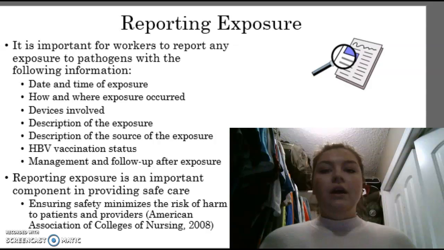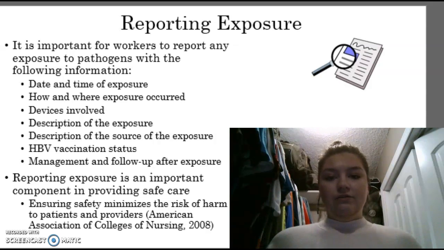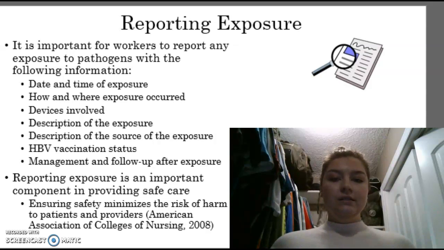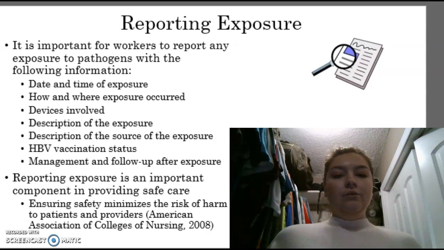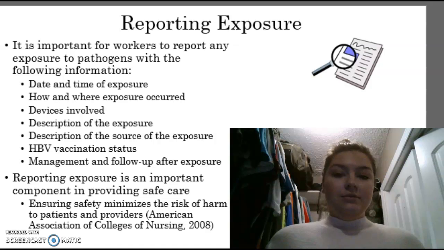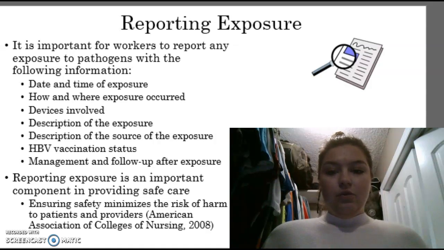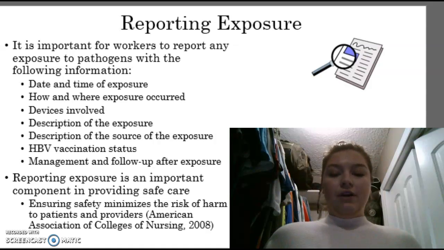Reporting exposure. It is important for workers to report any exposure to pathogens with the following information: date and time of exposure, how and where exposure occurred, devices involved, description of the exposure, description of the source of the exposure, HPV vaccination status, and management and follow-up after exposure. Reporting exposure is an important component in providing safe care. Ensuring safety minimizes the risk of harm to patients and providers.